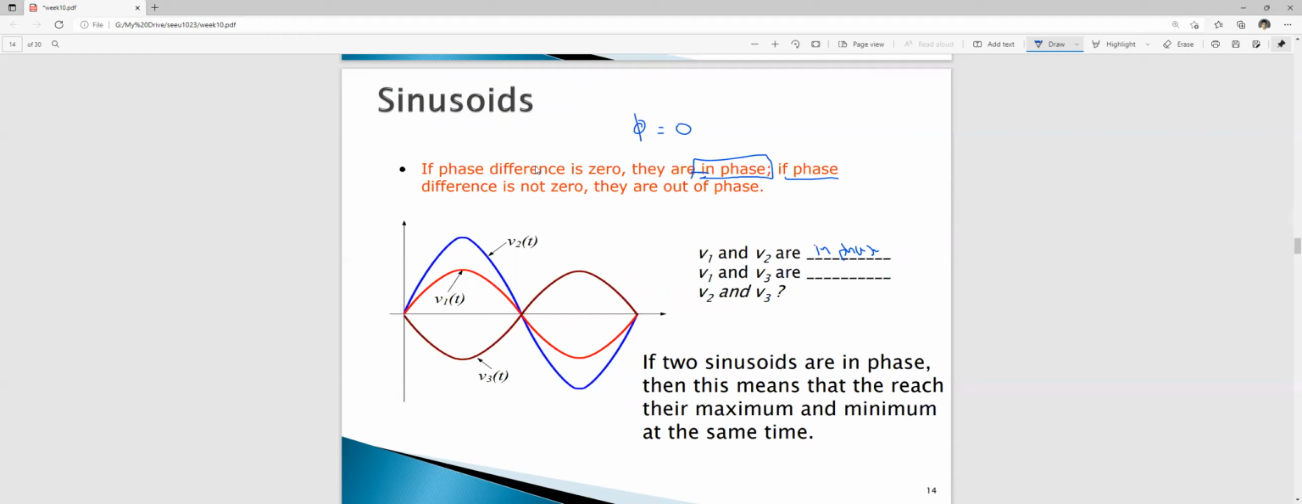What about V1 and V3? V1 and V3, as you can see, are out of phase. And what about V2 and V3? V2 and V3 are also out of phase. By how many degrees? This one is out of phase by 180 degrees. This is also 180 degrees. If two sinusoids are in phase, they reach their maximum and minimum at the same time. As you can see, V1 and V2 are in phase, meaning the maximum locations are at the same time.